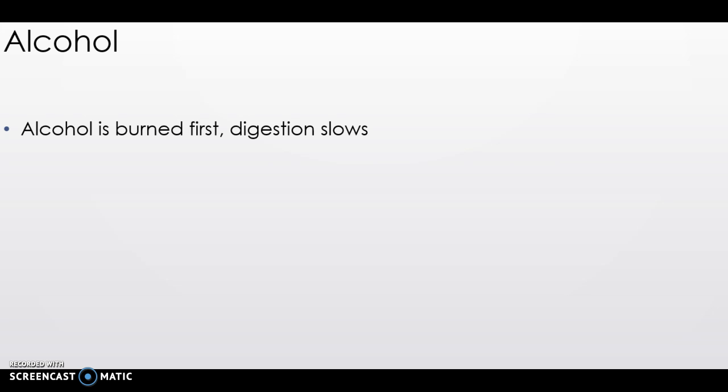Further, alcohol is burned first because it's a toxin. Your body wants to get rid of it as fast as it can. So the digestion slows down for those proteins, those carbs, and those fats. So that food that you are ingesting actually isn't getting burned before the alcohol is. If you're trying to lose weight, this can actually cause fat loss to slow. Your performance will be affected when you're drinking alcohol. So if you're trying to pass your physical readiness test, you might not want to drink the night before.